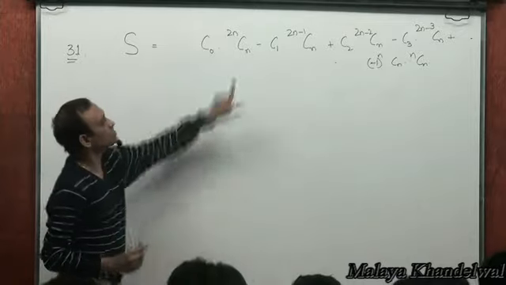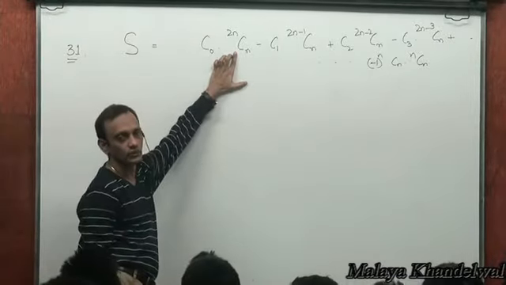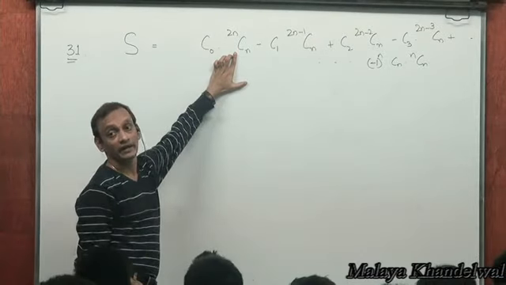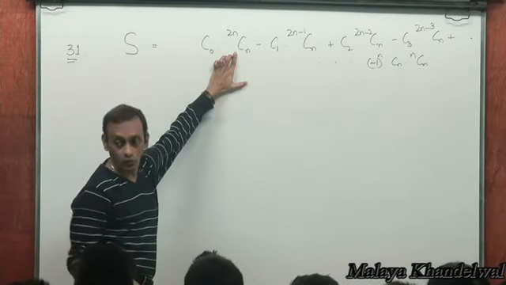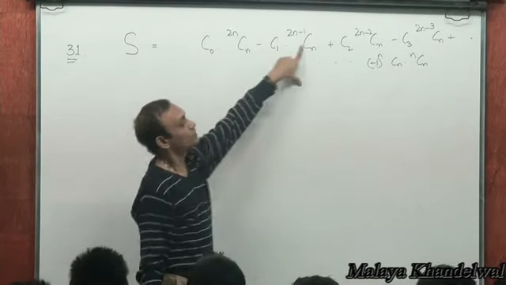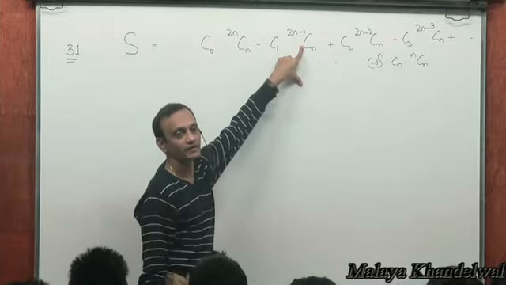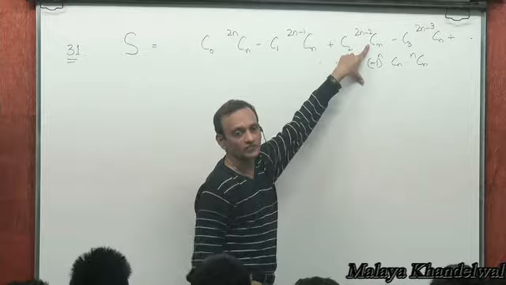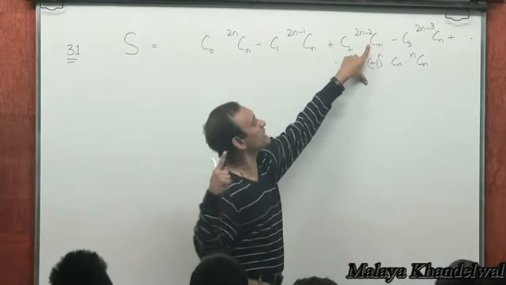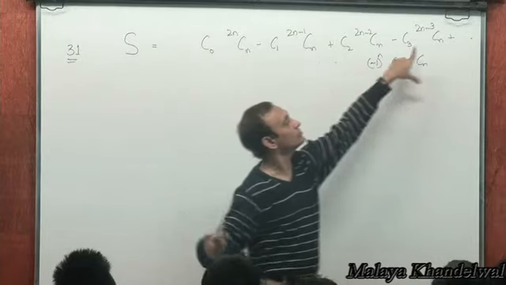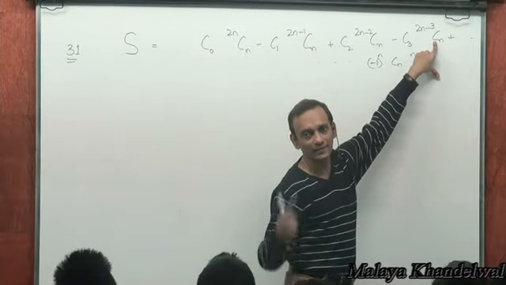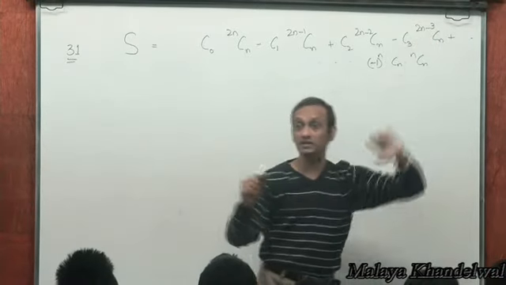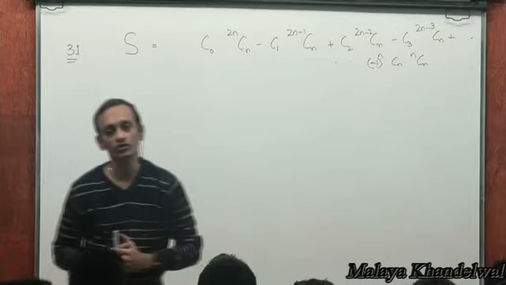What is 2nCn? It is the coefficient of x^n in (1+x)^2n. 2n−1Cn is the coefficient of x^n in (1+x)^(2n−1). And the coefficient of x^n in (1+x)^(2n−2), and in (1+x)^(2n−3). Yes or no?